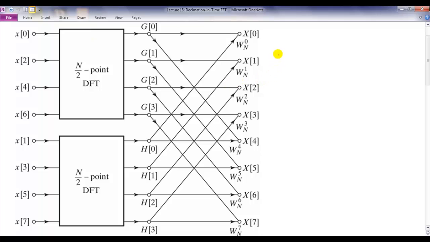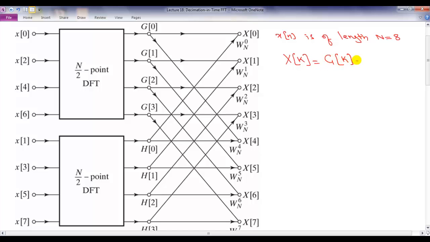So here is an example of what we just talked about, where x[n] is of length 8, N equals 8. The expression we saw was, if we want to compute X[k], we can compute it as G[k] plus W_N^k H[k], where this G[k] is the n by 2 point DFT of the even indices, and this H[k] is the n by 2 point DFT of the odd indices. So this is what it looks like. You take your sequence and divide it into even indices and odd indices. You put all of the even indices into an n by 2 point DFT block, and it calculates G0, G1, G2, G3.